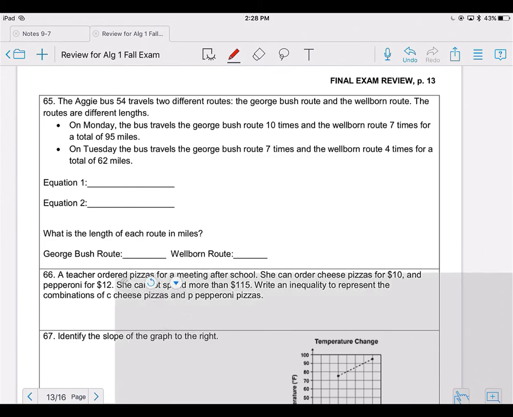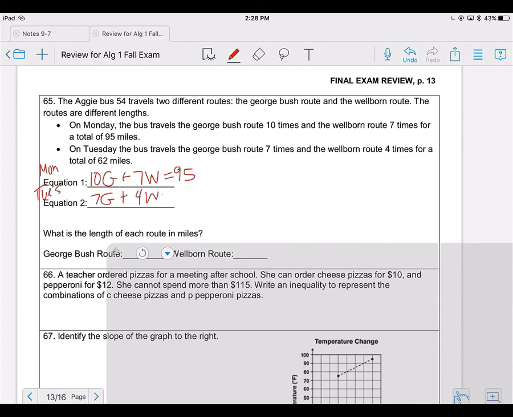So for my two equations, I'm going to have a Monday equation and a Tuesday equation. I'm going to split them up by bullets. On Monday, it went 10 George Bush plus 7 Wellborn, and that equals 95. And then it went 7 George Bush plus 4 Wellborn for a total of 62. Because my G's and W's are lined up, I can plug this into a matrix. Those steps are shown from here.